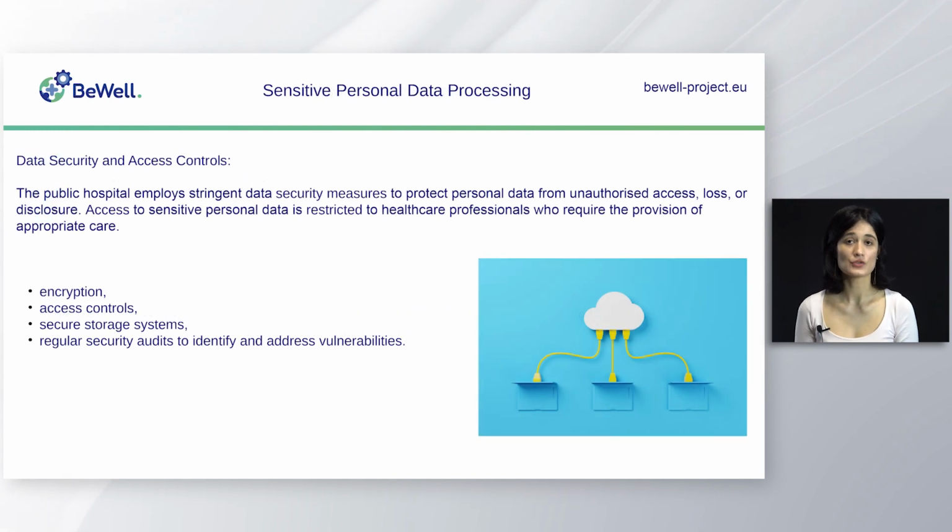Data security and access controls. The public hospital employs stringent data security measures to protect personal data from unauthorized access, loss, or disclosure. These measures may include encryption, access controls, secure storage systems, and regular security audits to identify and address vulnerabilities. Access to sensitive personal data is restricted to healthcare professionals who require it for the provision of appropriate care.